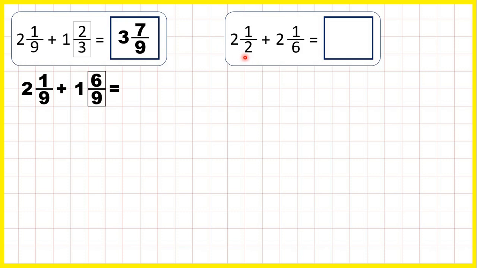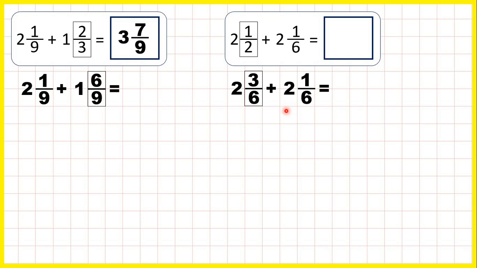Now we have 2 and a half plus 2 and 1/6, so we can find our equivalent fraction to 1/2, which has a denominator of 6, because 6 is in the 2 times table. 2 and a half is the same as 2 and 3/6, because 2 times 3 is 6, and what we do to the denominator, we do to the numerator as well. 1 times 3 is 3. We're still adding 2 and 1/6, but now we have common denominators in our fractions.